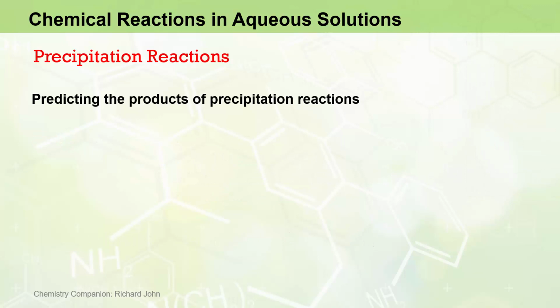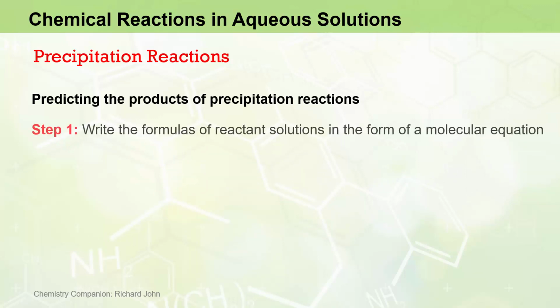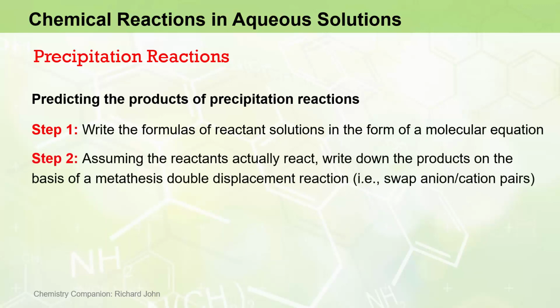To summarize the steps in predicting the products of precipitation reactions, we write the chemical formulas of the reactant solutions in the form of a full molecular equation. We assume that the reactants actually react and write down the products based on a metathesis double displacement reaction. In other words, we swap the anion and cation pairs.